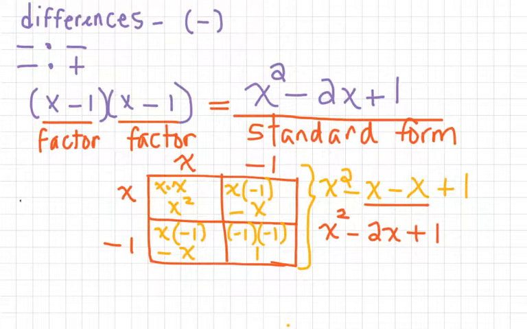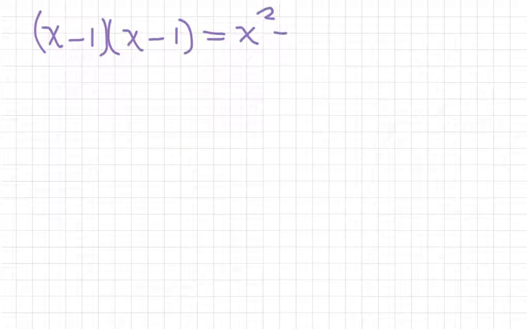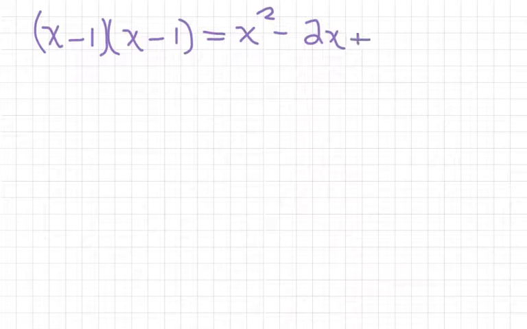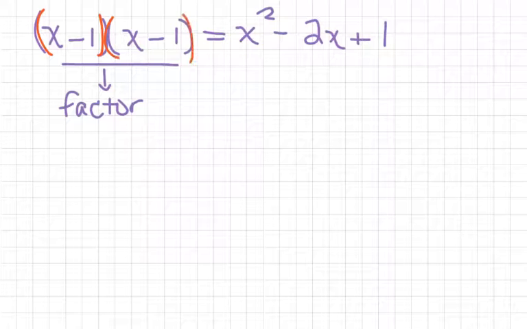Okay, so there's one other thing I want to make note of. I'm going to use the same example from the previous one, x minus 1 times x minus 1. And we know that that's equivalent to x squared minus 2x plus 1. Again, I noted that this is the factored form. How do I know that? Typically what gives it away are two things being multiplied together, and they're usually encased with parentheses.